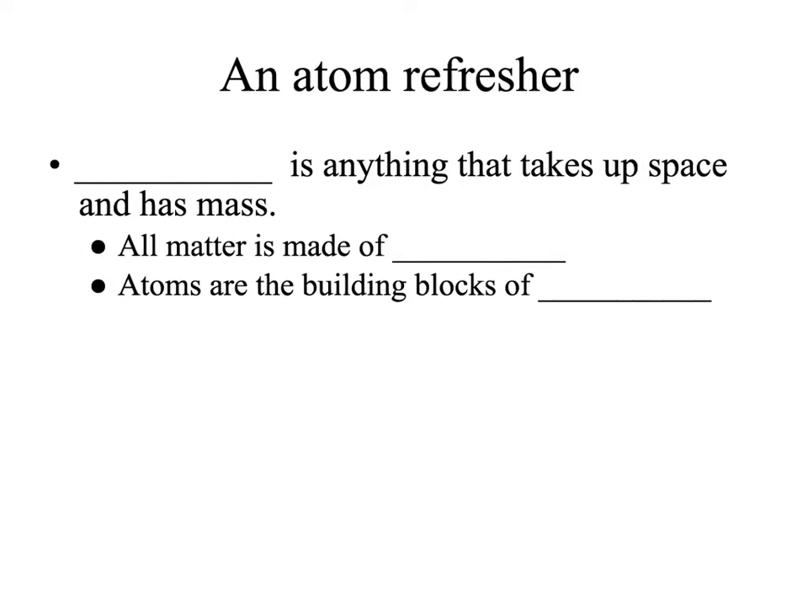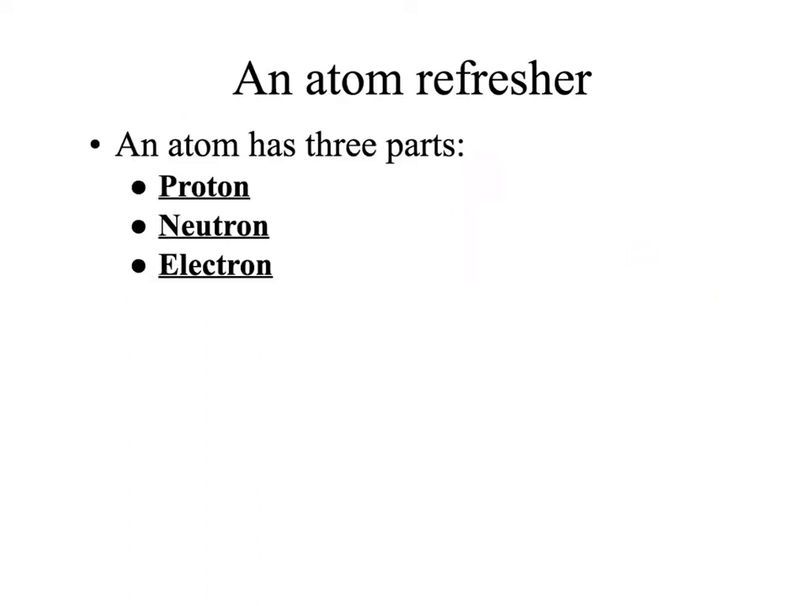Now remember, we defined matter as anything that has mass and takes up space, or anything with a mass and a volume. Now all matter is made up of atoms. Atoms are basically considered the building blocks of matter. It's kind of like how the bricks in a house are the building blocks that build that house. So now that we know what an atom is, we need to know a little bit more about the atom.